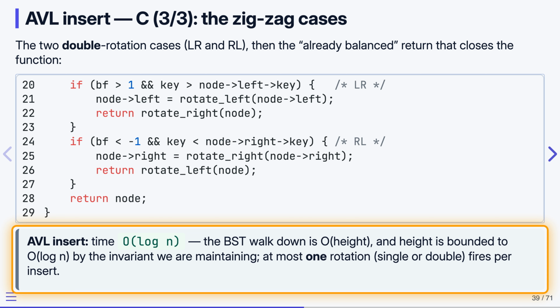The whole insert is big O of log n. The walk down is proportional to the height, and the balance rule keeps the height at big O of log n. At most one rotation fires per insert.